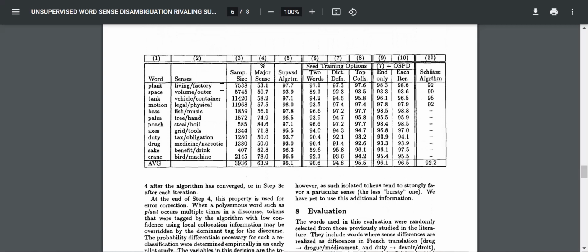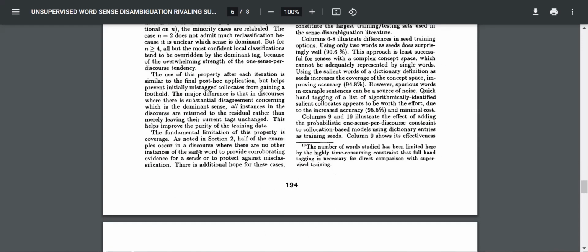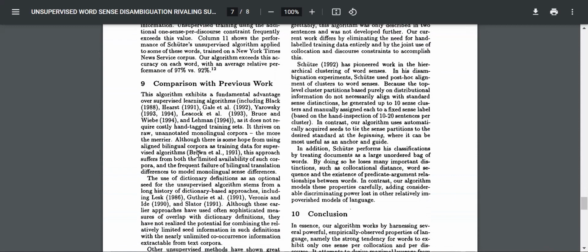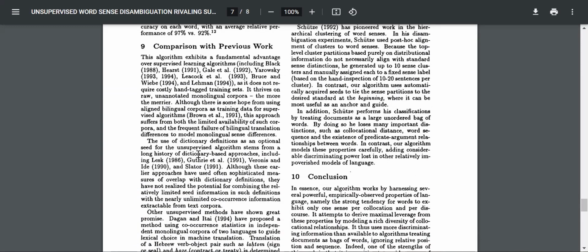So these are the words, these are the sample sizes, these are the accuracies achieved, and these are the ones which use the algorithm. And this is when you use one sense per disambiguation at the end only or at each iteration. So this is a pretty easy to go through table, and it gives a lot of information also. Now let's have a look at the comparison with previous work.